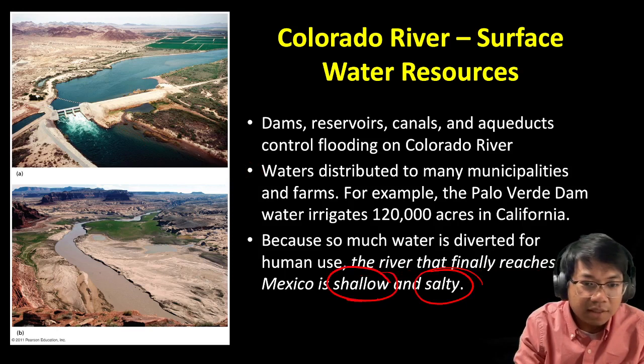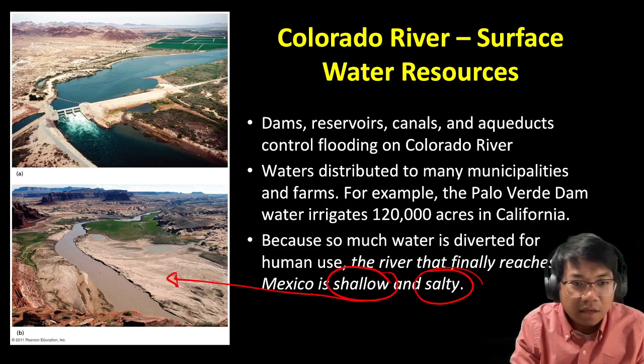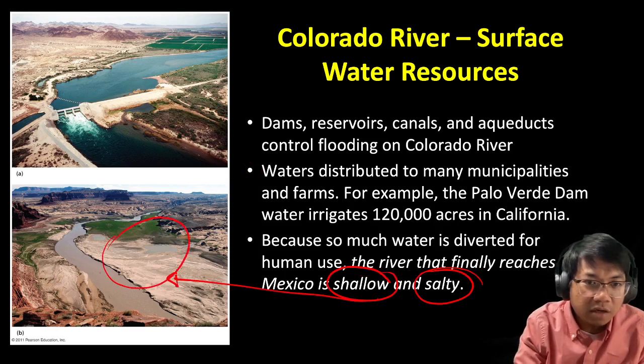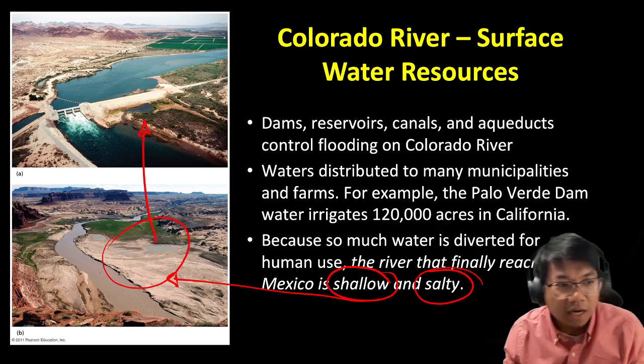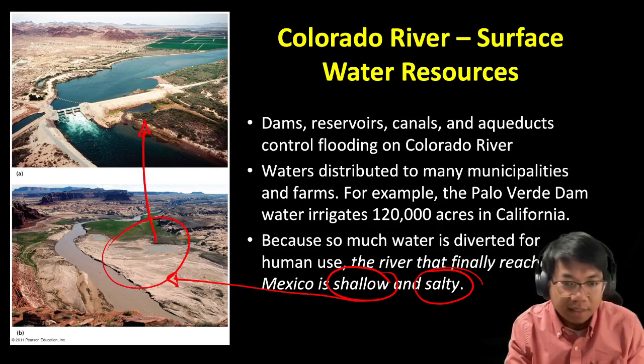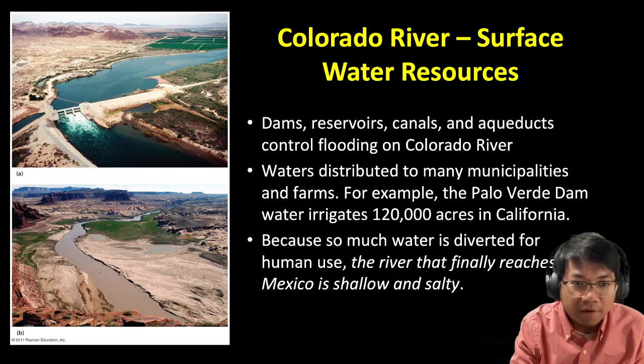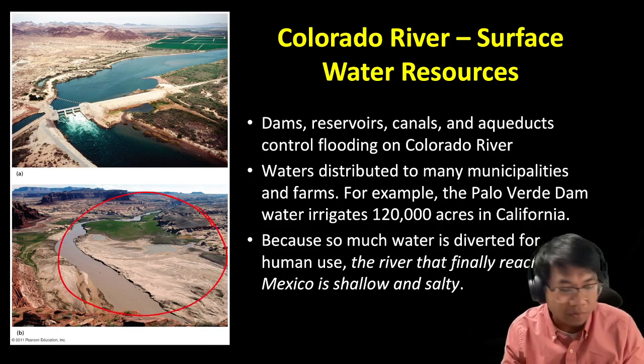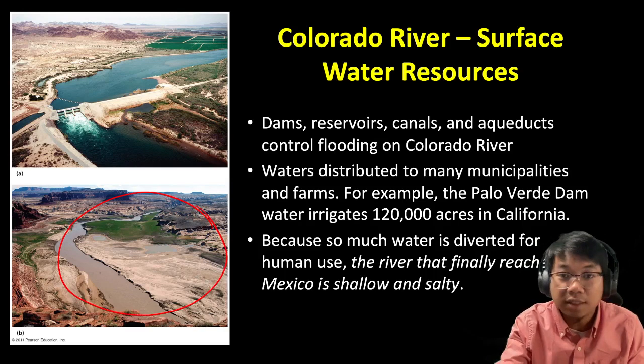Look at this, this is how it looks. Compare this image right here with that image at the top. You can see that the downstream area of the Colorado River becomes very, very dry, very shallow, and very salty.